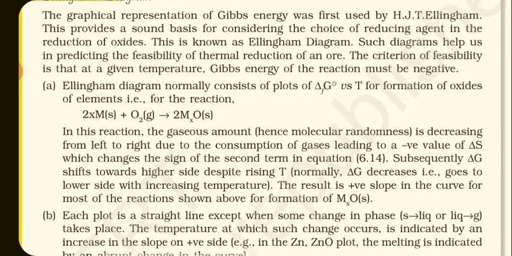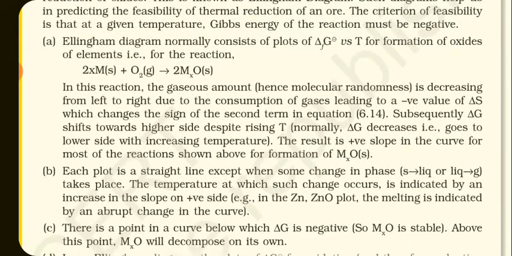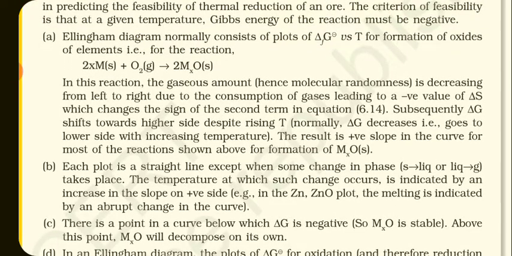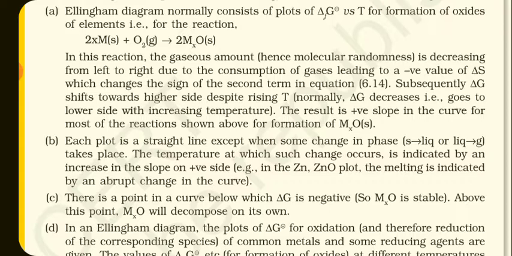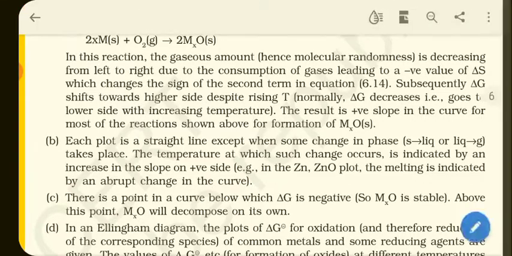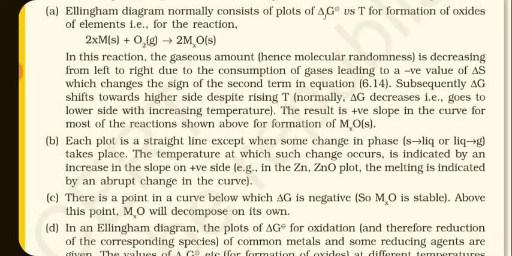Such diagrams help us in predicting the feasibility of the thermal reduction of an ore. The criterion of feasibility is that at any given temperature the Gibbs energy of the reaction must be negative. Ellingham diagram normally consists of a plot between delta G versus T, the absolute temperature, for the formation of oxide of the element, that is for the reaction 2xM (solid) + O2 gives 2MxO.